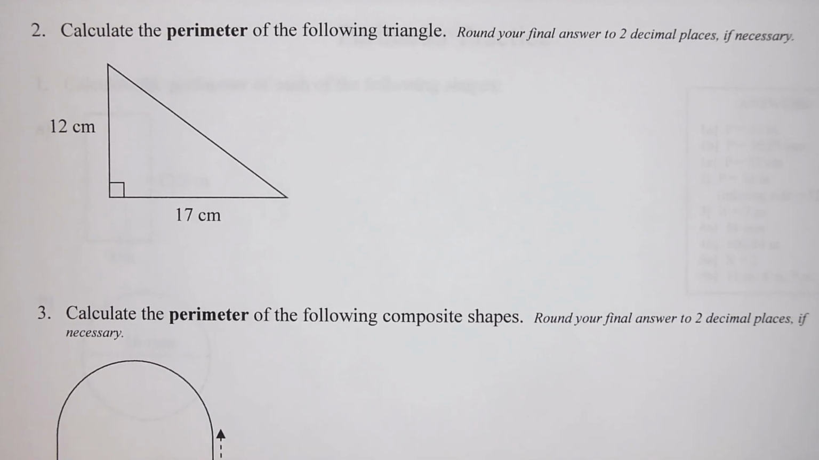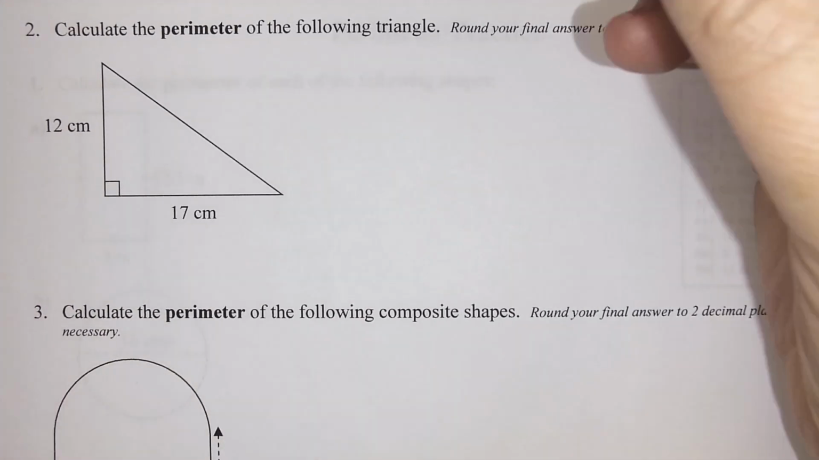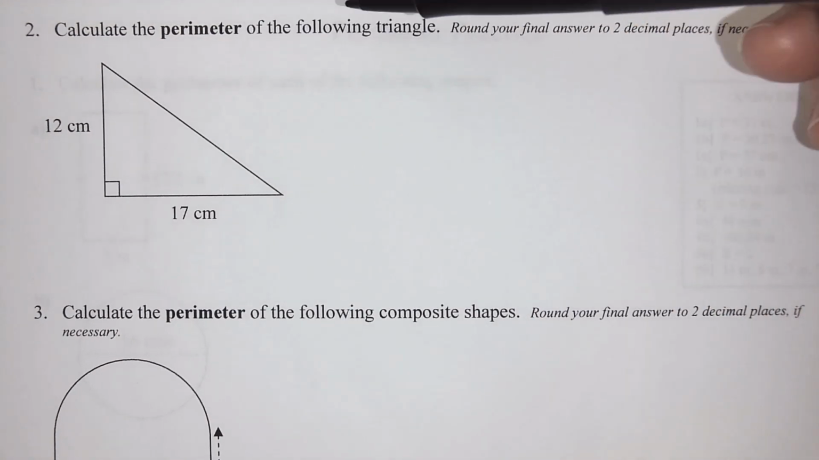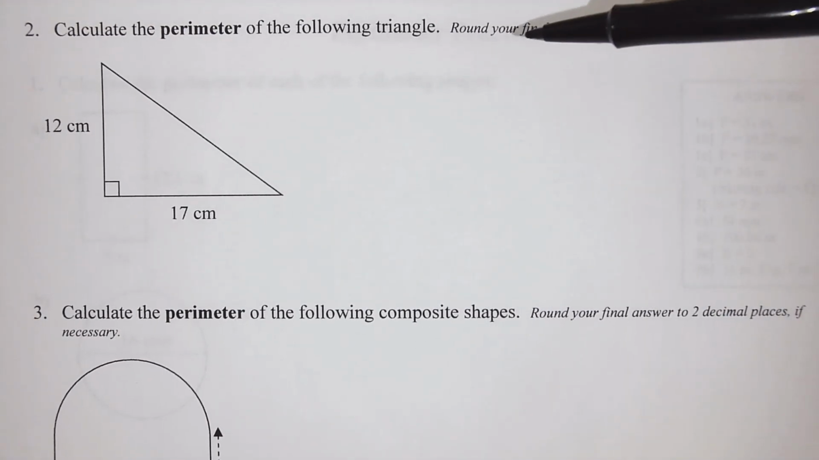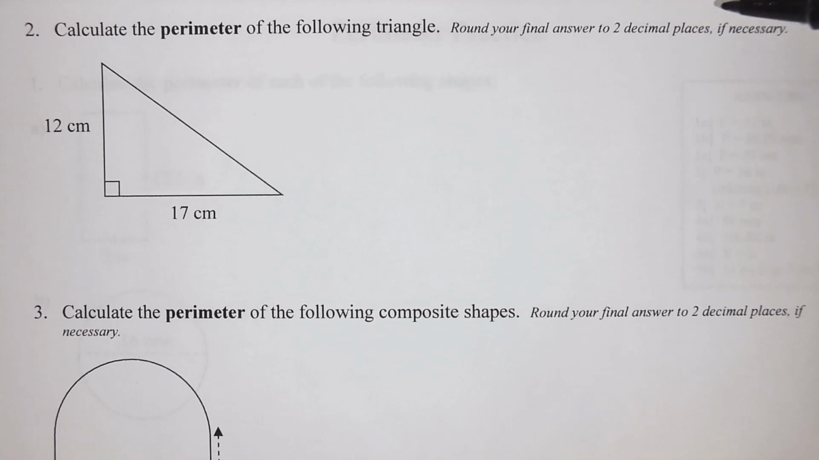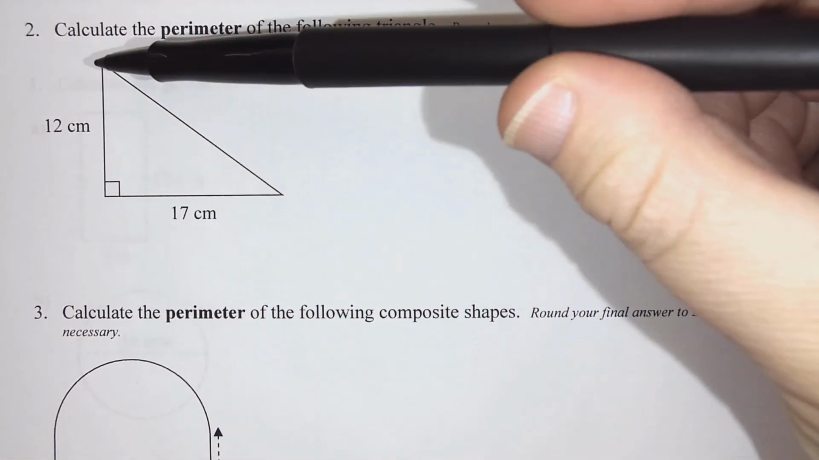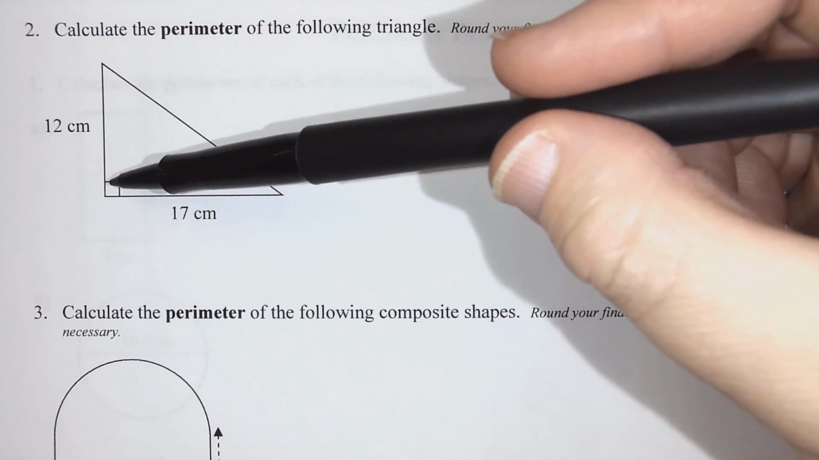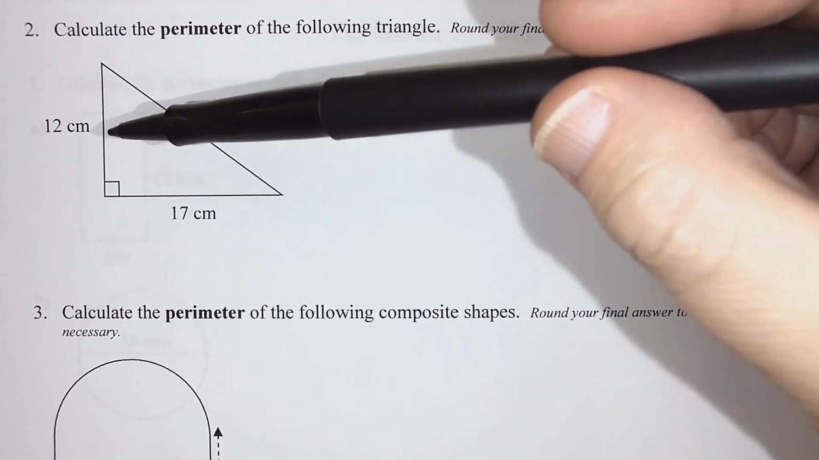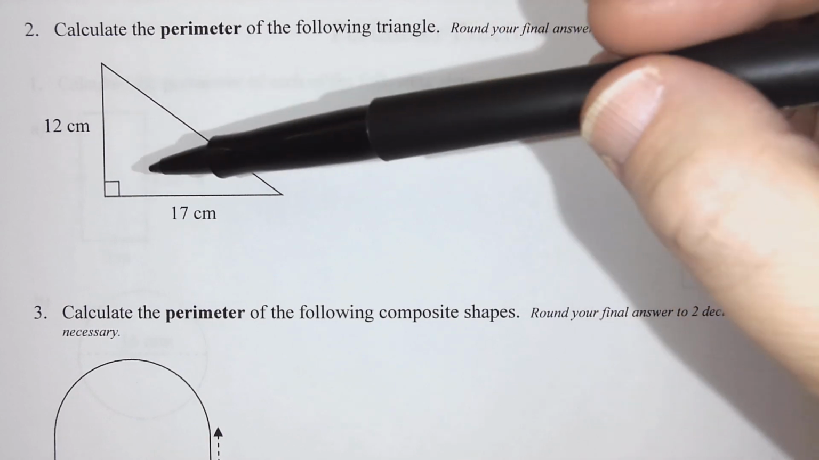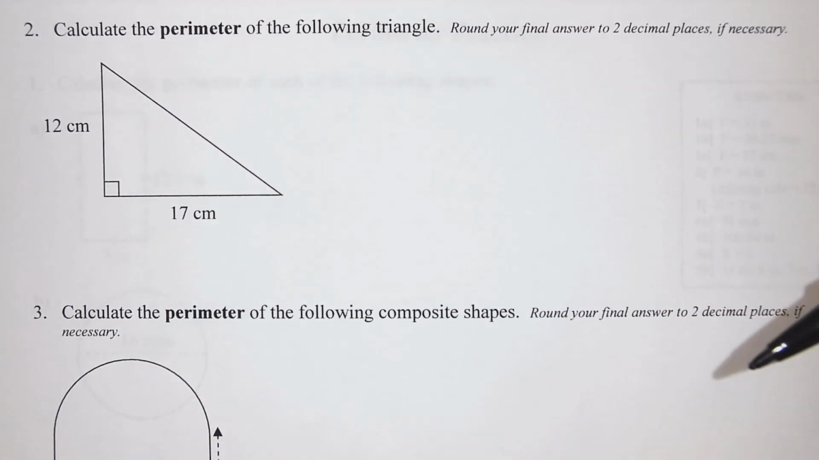Right, this is our second video on perimeter, and we're taking a look at a new example. This one says, calculate the perimeter of the following triangle. And it says, round your final answer to 2 decimal places if necessary. So I see that I have a right angle triangle, meaning that angle is 90 degrees, and I know 2 of the sides. We have 12 centimeters and 17 centimeters.